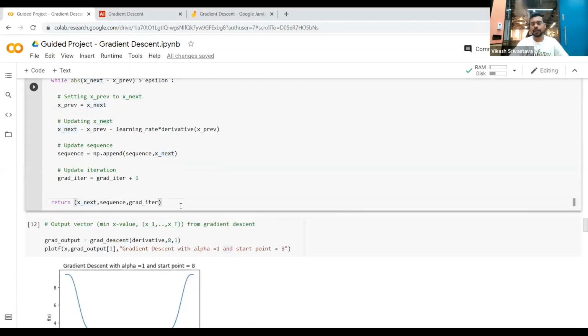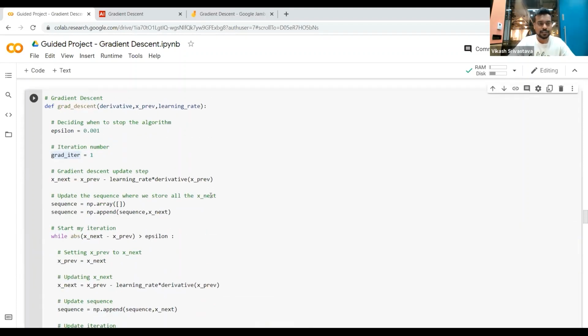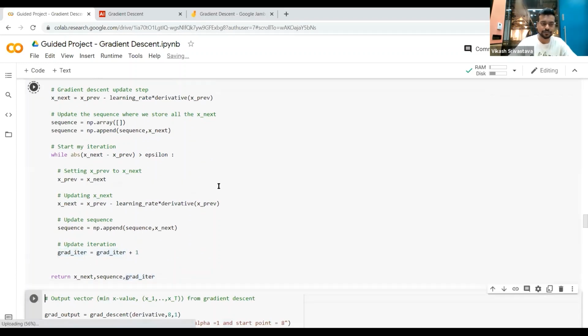All right, so now here we are returning a tuple of 3 elements. It's optional to provide the parenthesis. The first tuple element that we are returning is x next, that is the final x that we are getting. Then we have the sequence of x's that we encounter during the iterations, and the third is the number of iterations that we have taken to reach the convergence. So let's run this particular function.